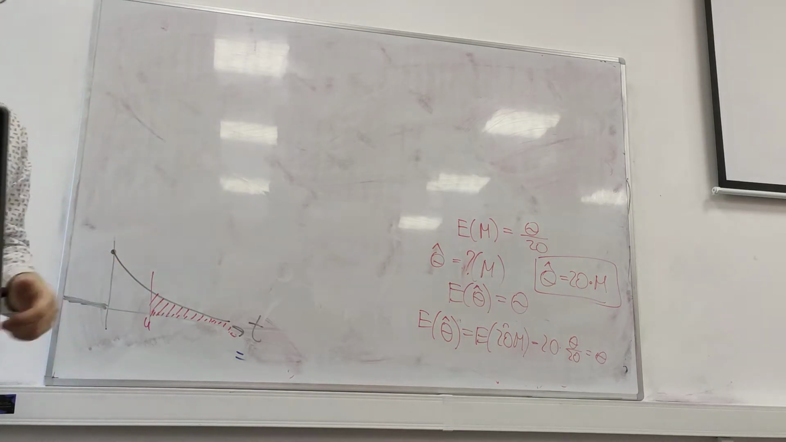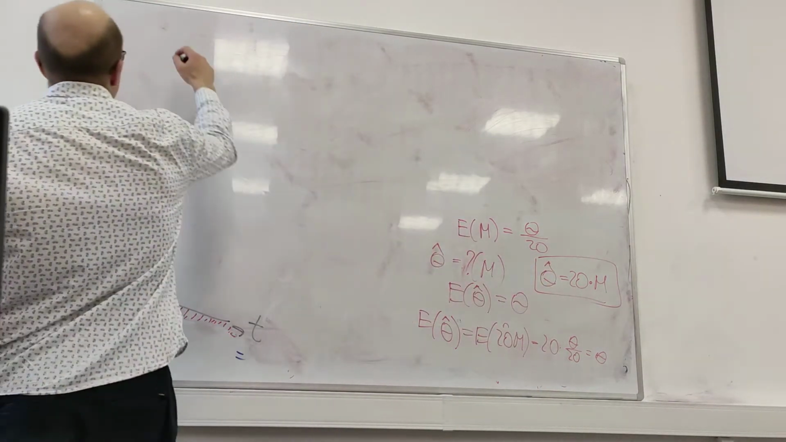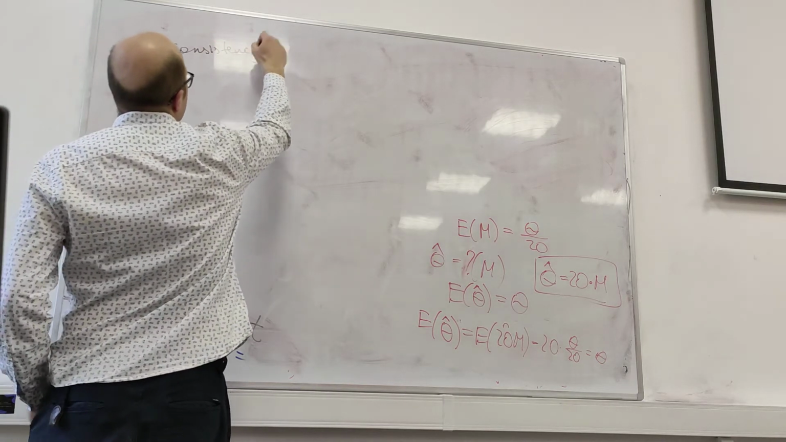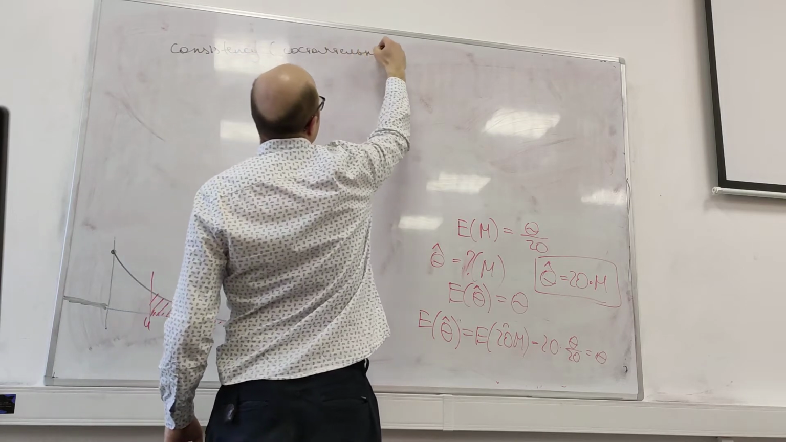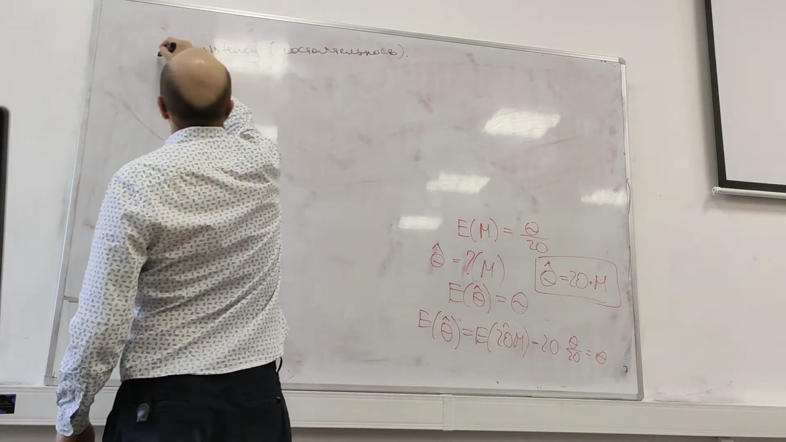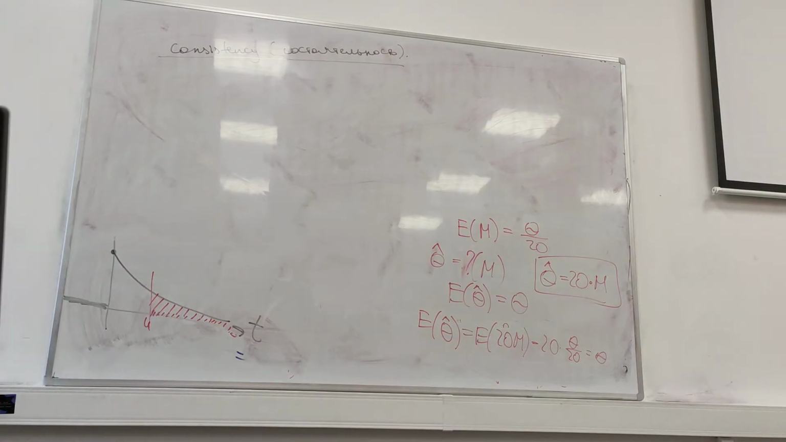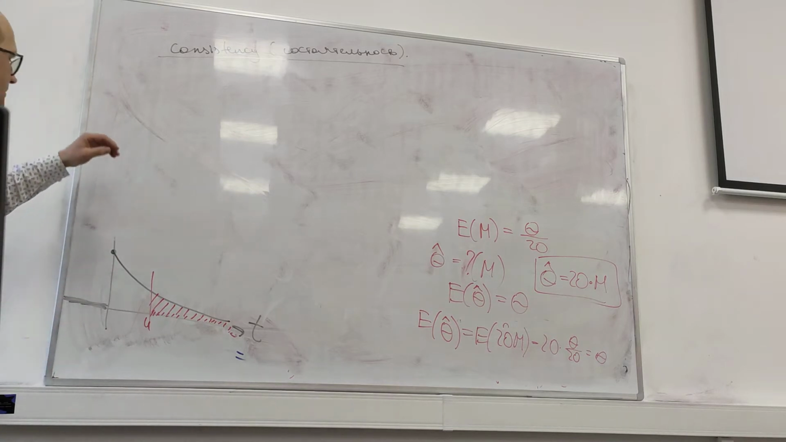Okay, let's check consistency because it's a good idea. We have an unbiased estimator, but let's check consistency. We need to find the probability limit. Okay, let's try to do this.